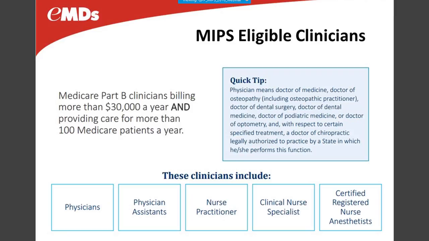So for the 2017 reporting year, which is the one coming up very soon for us, Medicare Part B clinicians billing more than $30,000 a year, providing care for 100 or more Medicare patients a year, will fall under these requirements.